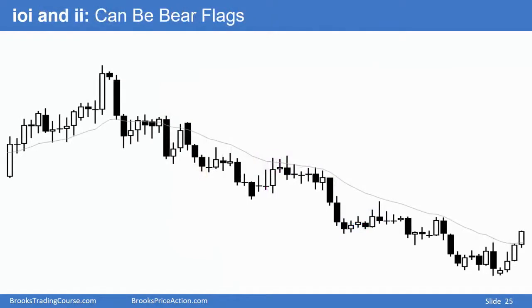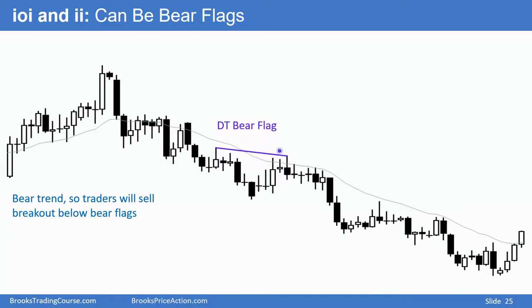The opposite is true in a bear trend. Here we're getting lower lows, lower highs, staying mostly below the moving average. Traders are looking for sell setups. They want to sell below bear flags. Double top bear flag, low 2, low 1, low 2, micro double top here. Doesn't matter what you call it. We're going down in a channel, lower lows, lower highs, and we're stalling at the moving average.